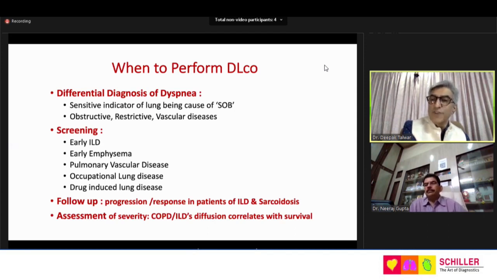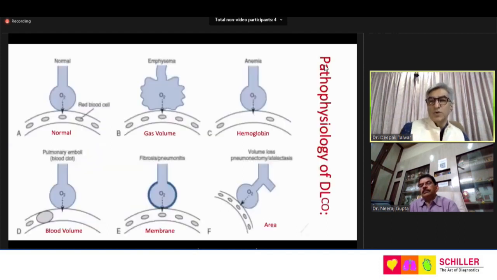That shows a very poor survival, whatever may be the cause of the disease, be it COPD, ILD, pulmonary hypertension, or sarcoidosis. The pathophysiology of decreased diffusion capacity in all these conditions is different. In diffusion capacity we are basically testing oxygen in the alveolus, which has crossed the membranes into the blood, and from the blood plasma into the RBCs and onto the hemoglobin. So if hemoglobin is less, it will be anemia, which is causing a decrease in diffusion capacity.